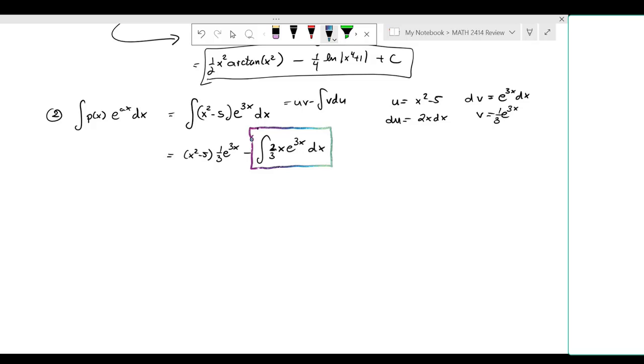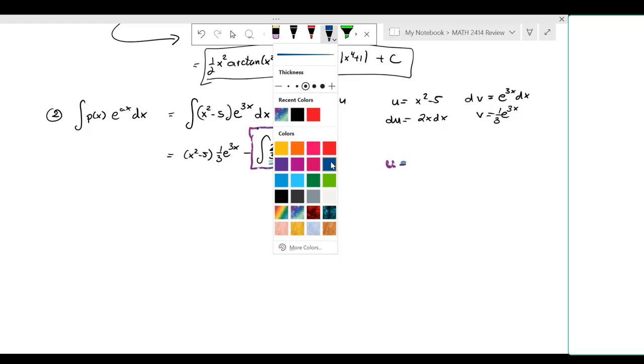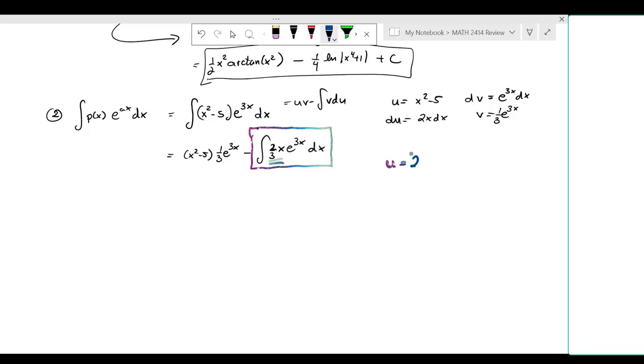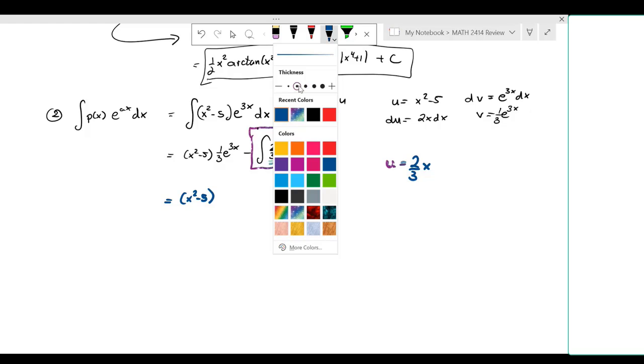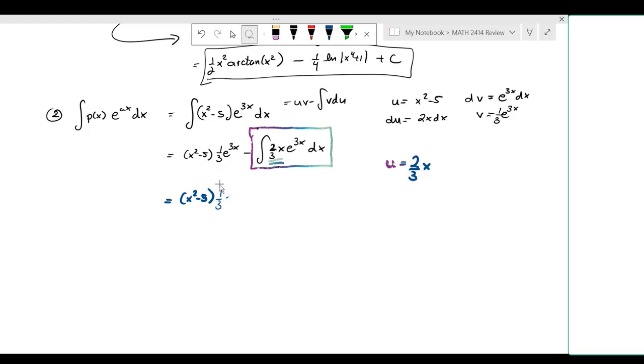And that's supposed to be blue, not rainbow, but that's okay. And we have the same situation, right? We have a polynomial part. In fact, we can probably bring out the 2/3 outside to make things easier to write. I'm just going to take out the 2/3 and just worry about the antiderivative of x times e to the 3x for now.